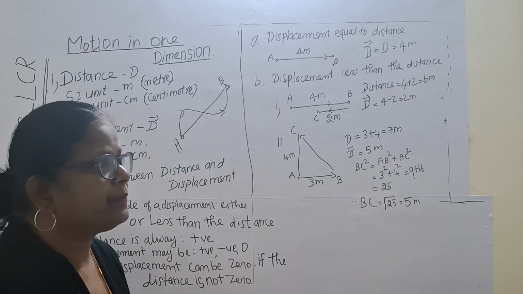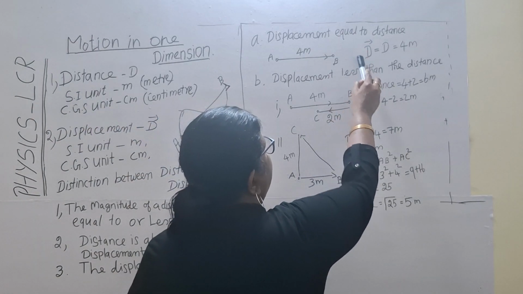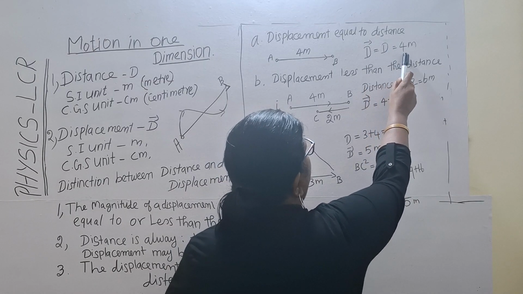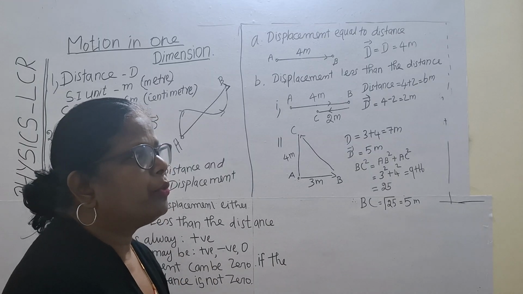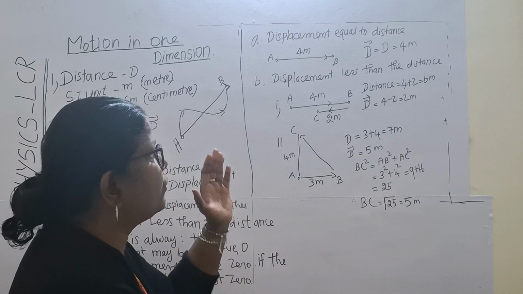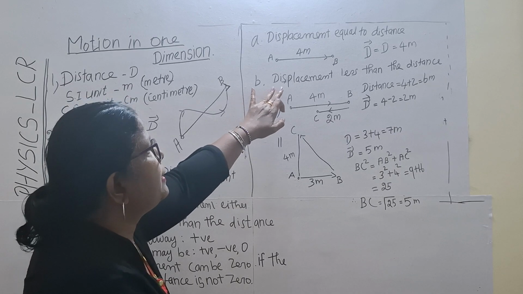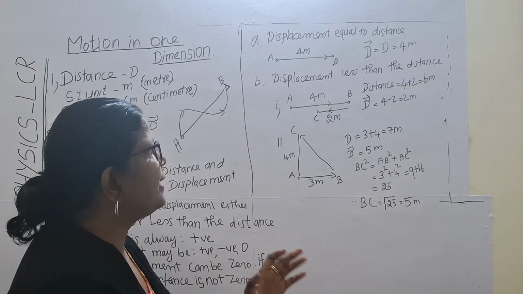Here the arrow mark shows displacement, and it is also the distance. Both are equal, 4 meters. This is the only condition where both have an equal value. Second example: displacement less than the distance.